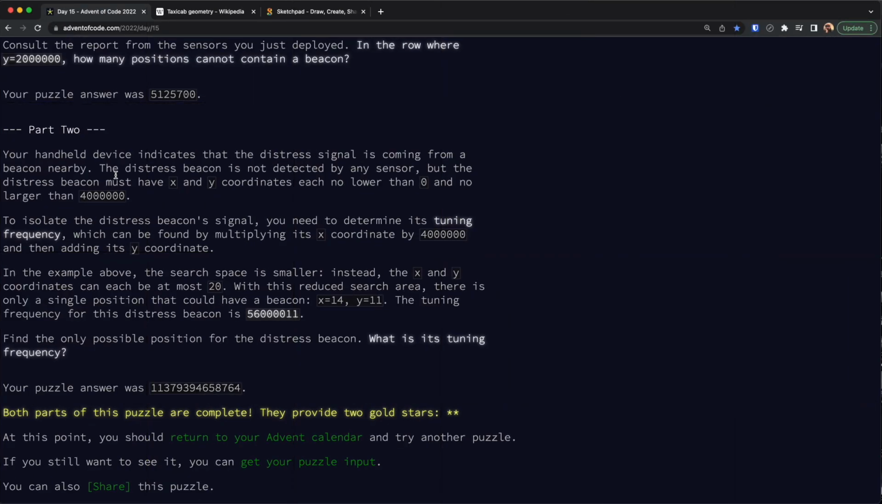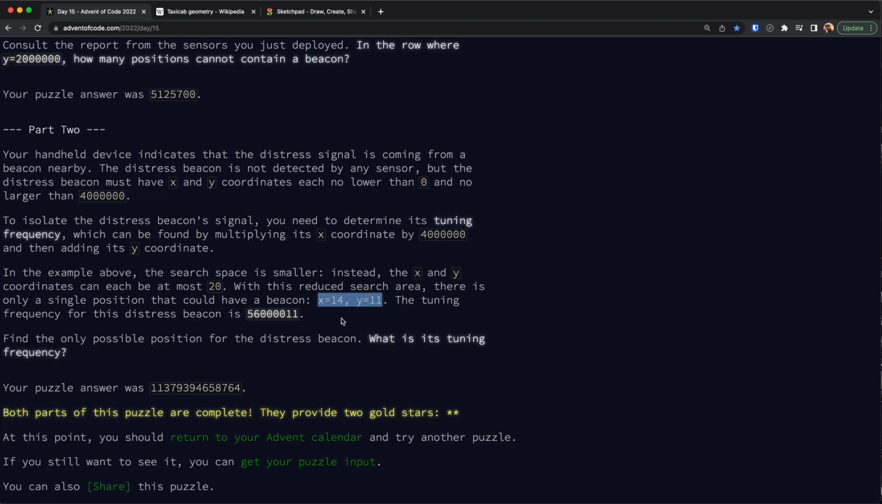For part 2, they say that there is a distress beacon that is not detected by any sensor, but the distress beacon must have x and y values that are between these two values. So we need to find a way to isolate that distress beacon signal and then find the x and y, and then do some calculation on that, like multiplying by this number and then adding the y value. Like this, if for example our lonely beacon lives here, then we need to multiply this by this value and add this to it.